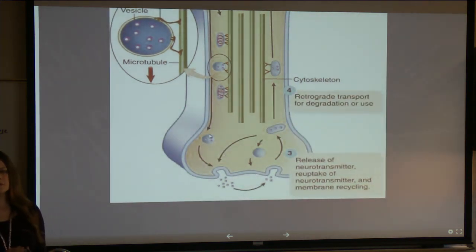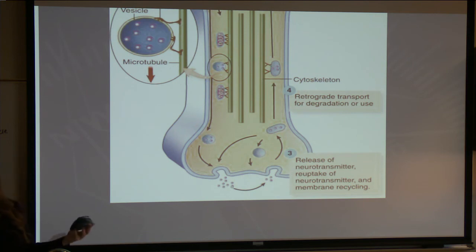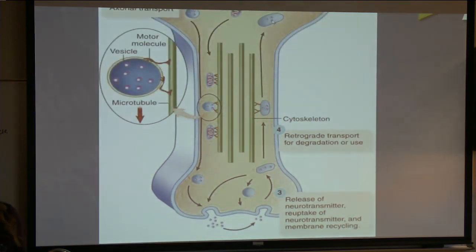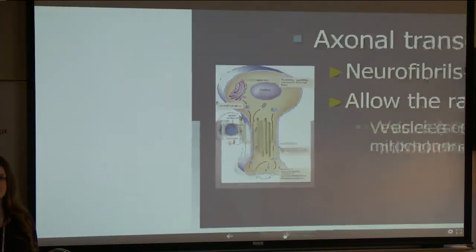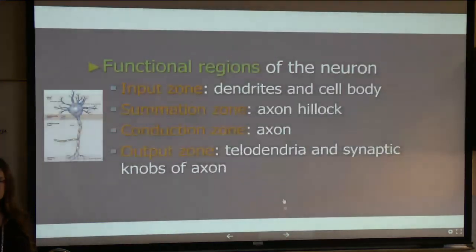And then down here, we can release these neurotransmitters. And then, of course, they can be taken back up again, and information can go back this way for destruction by lysosomes or whatnot. Okay, so that's checking out axonal transport.